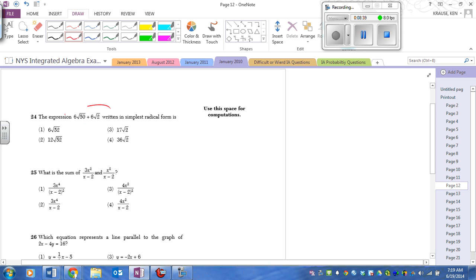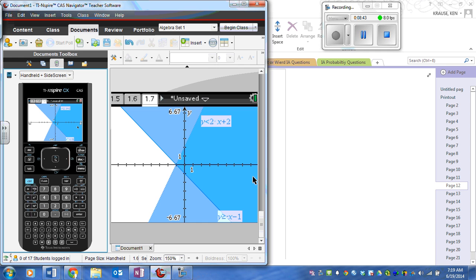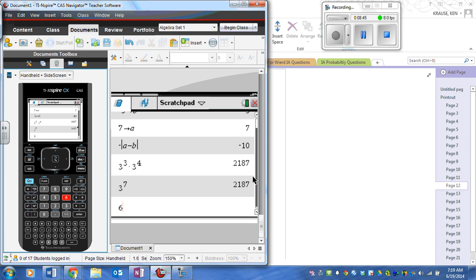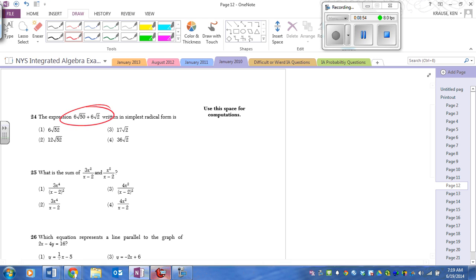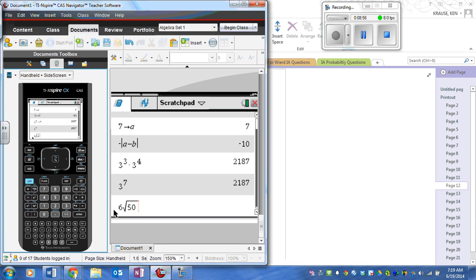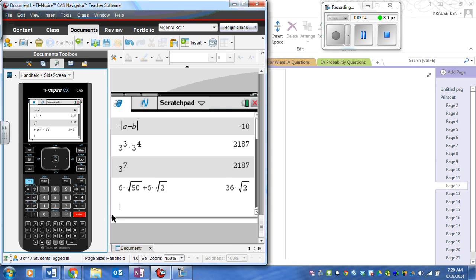All right, first thing I'm going to do is type this in my calculator. I'm going to get this right. 6 square root of 50 plus 6 square root of 2. Oh, it gave it to me. It gave me the answer.